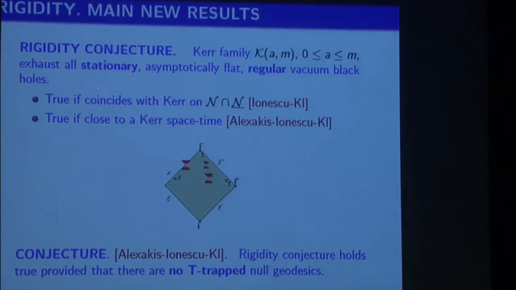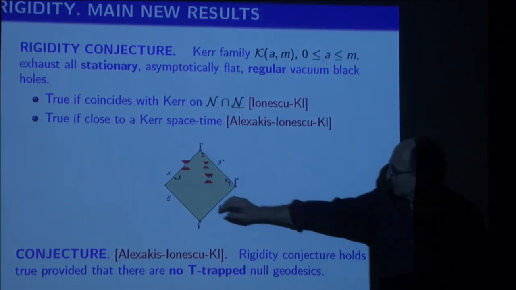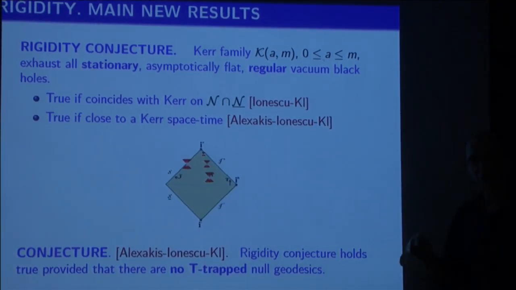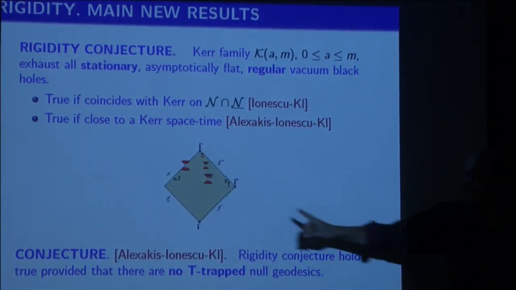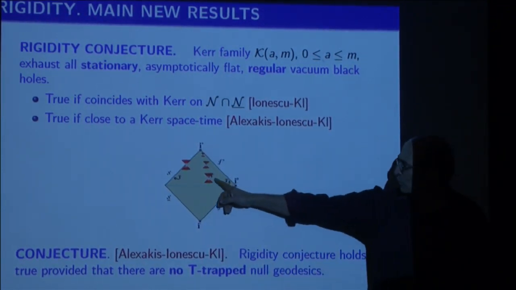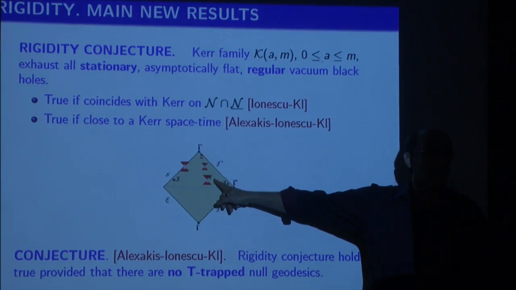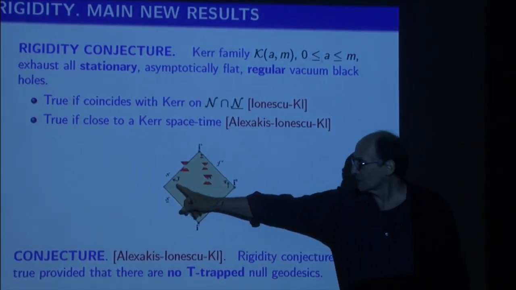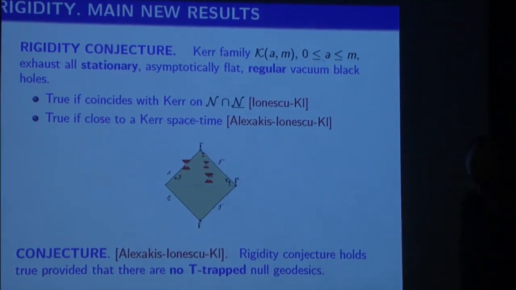It's still a conjecture. And what makes a null geodesic T-trapped? So again, null geodesics are trapped if they stay in this region. T-trapped means that they are also perpendicular to T, to this vector field T. Right? So for example, there can be no such things in the region where T is time-like. So this is something that really affects only this bad region.